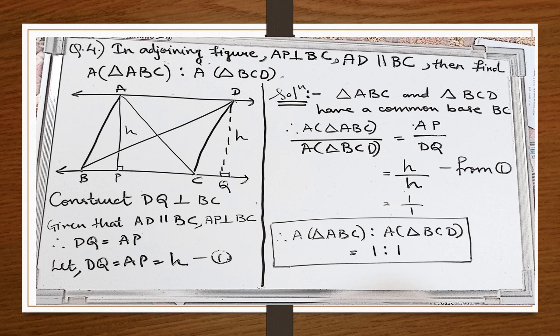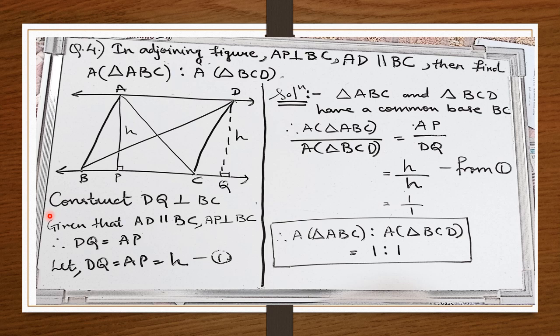Okay, so this is the fourth example of the practice set 1.1. Now in the adjoining figure, AP is perpendicular to BC, and AD and BC are parallel lines. Then find the area of triangle ABC to the area of triangle BCD. Now these both triangles have equal height since they are lying between two parallel lines. Okay, so this is the hint.